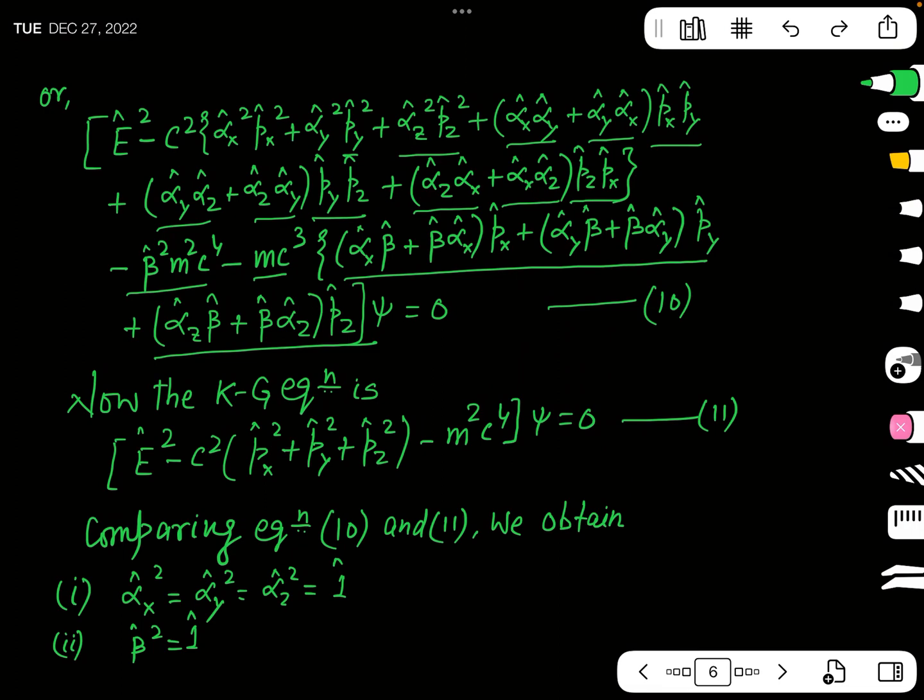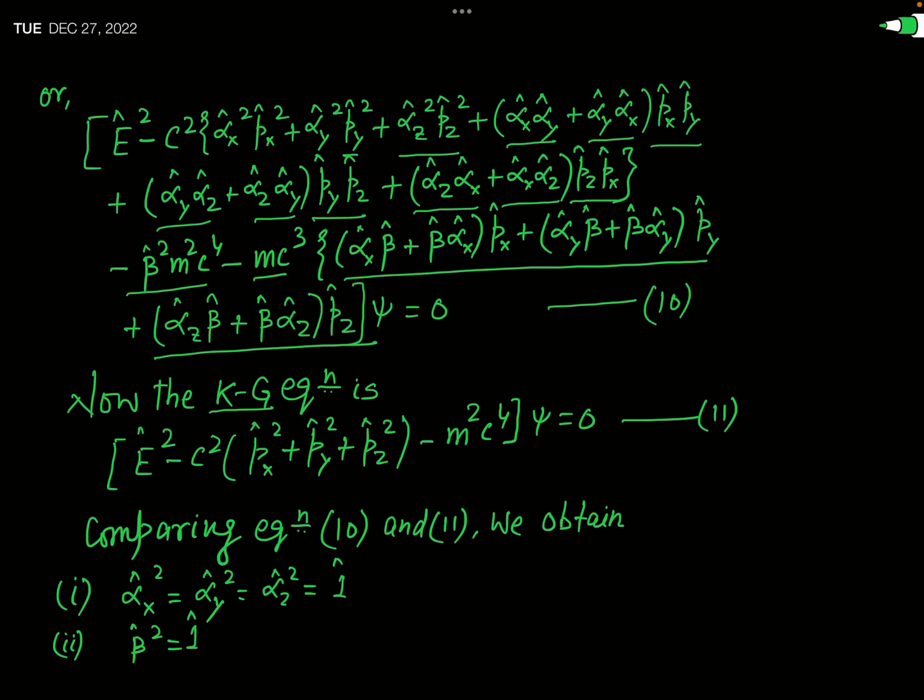Now you have studied the Klein-Gordon equation in the previous lecture. You know the Klein-Gordon equation is simply given by E square minus c square p square minus m square c4 psi equal to 0. And instead of this p square, I have written here px square plus py square plus pz square. This is simply the Klein-Gordon equation. Now, since equation 10 is also a relativistic wave equation and equation 11 is also a relativistic wave equation, we may compare these two equations.